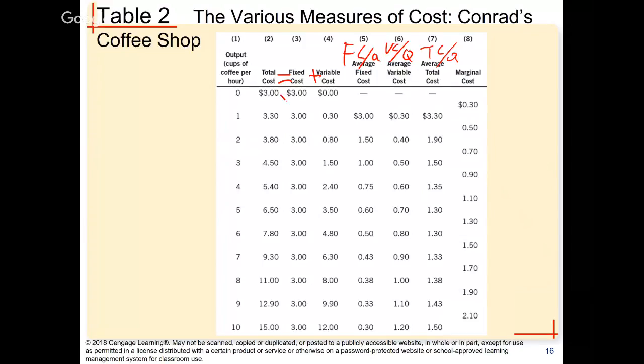Marginal cost is the change in your total cost. So $3.30 minus $3, that's your marginal cost. And the next one is 50 cents. So each level's difference in total cost is your marginal cost. Also, one thing to know: when your production is 0, your variable cost is 0, and whatever cost you have is your fixed cost.